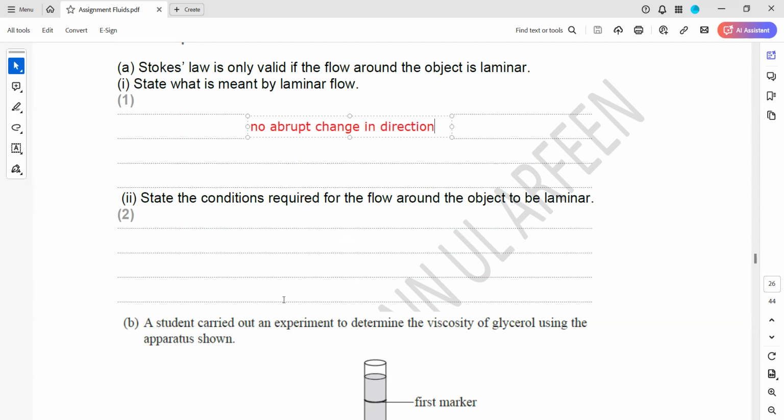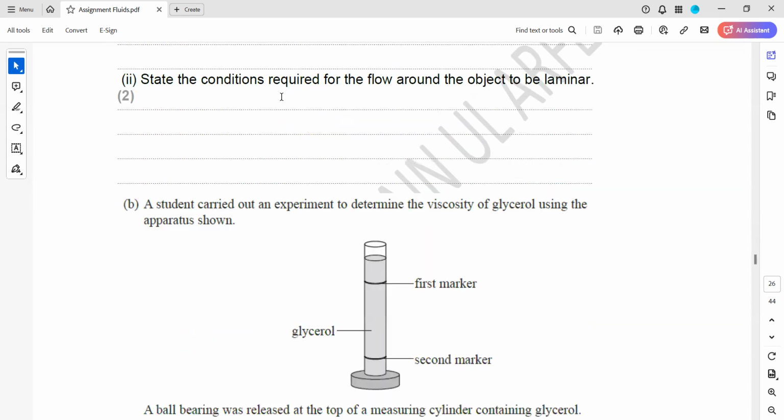So the speed or the direction does not change. State the conditions for laminar flow around an object. The object should move slowly through the fluid, the object must have a smooth surface, and the object should be very small. So these are the conditions: it should have a smooth surface, the object is moving slowly, and the object is very small compared to the size of the container or amount of the fluid.